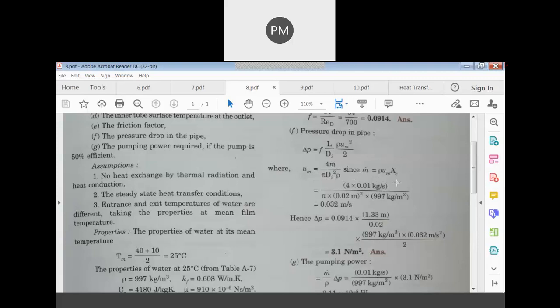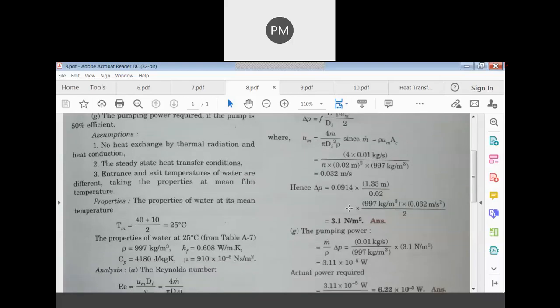Actually, what they have done is, mass flow rate is rho into velocity into cross section area. For cross section area, what they have done is pi d square by 4 they have written here. Since it's a circular tube, we can write for cross section area pi d square by 4, and then you can find the value of velocity. You are going to get 0.032 meters per second.